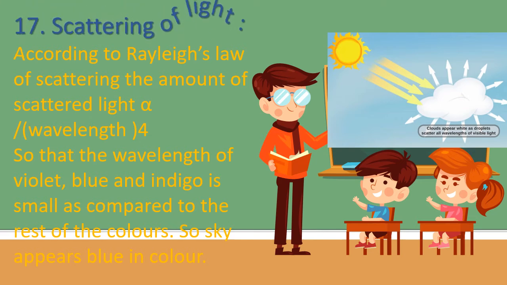17. Scattering of light. According to Rayleigh's law of scattering, the amount of scattered light is inversely proportional to the fourth power of the wavelength. So the wavelength of violet, blue, and indigo is small as compared to the rest of the colors. So the sky appears blue in color.